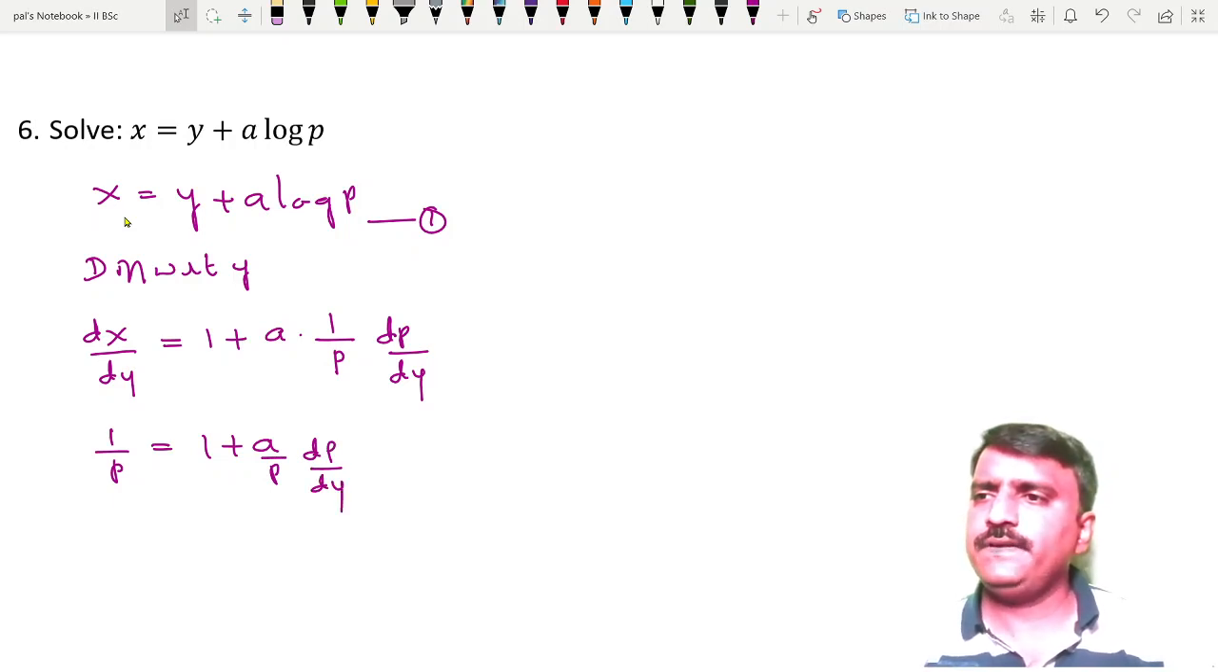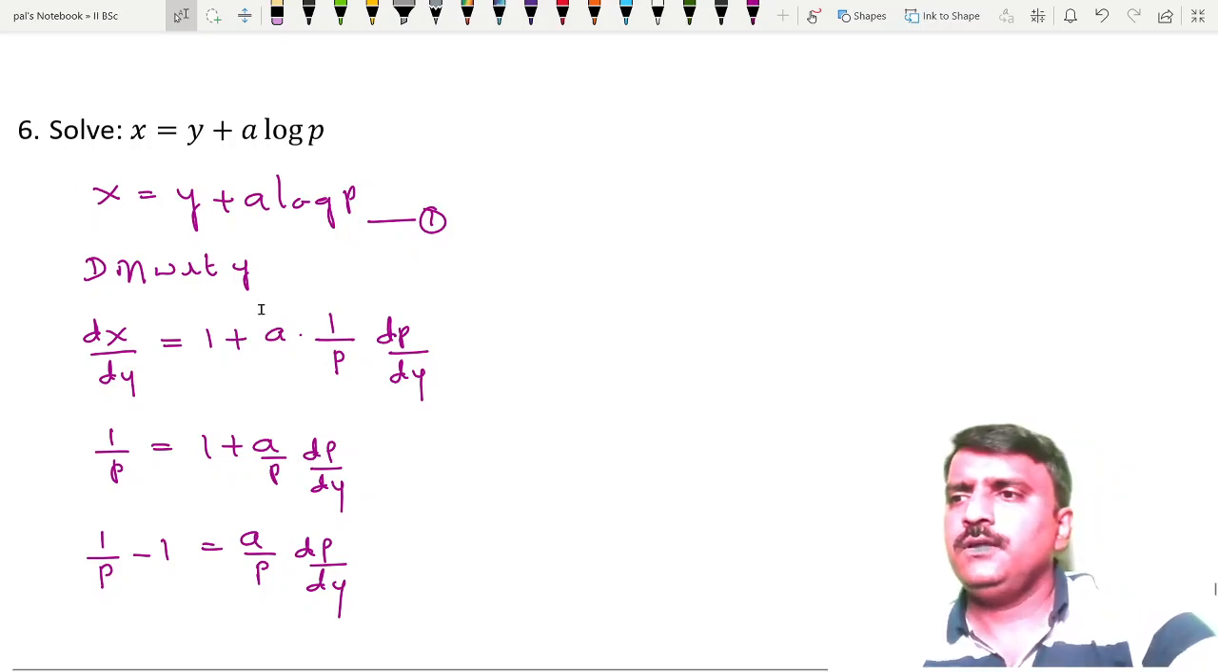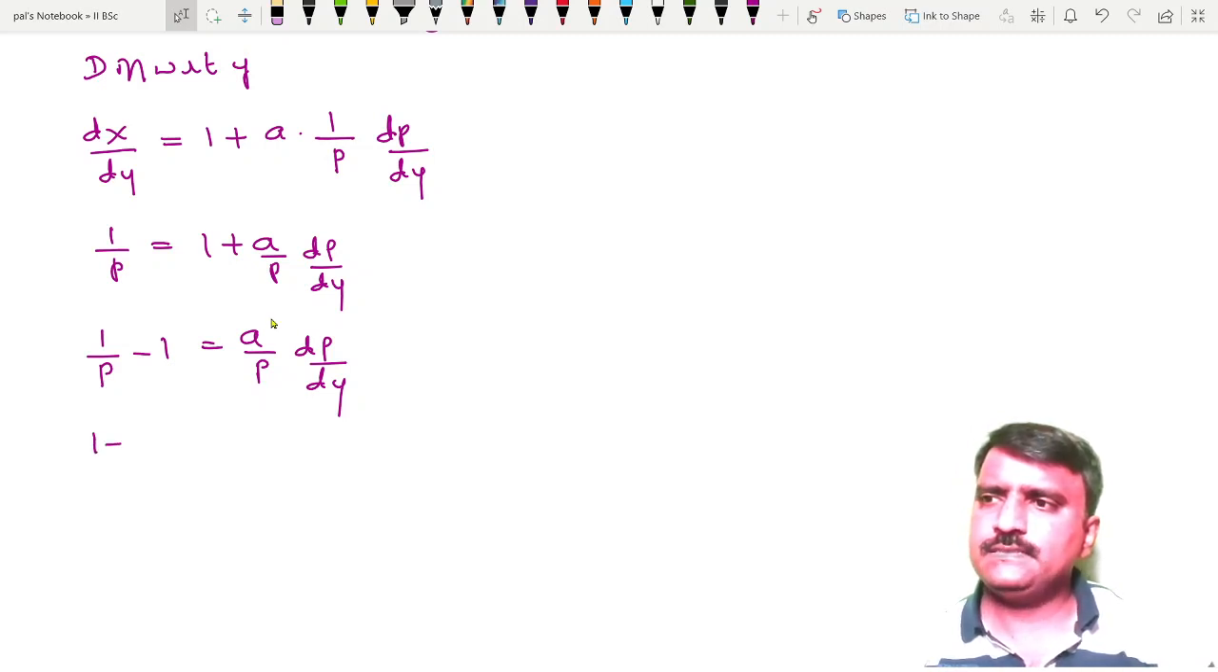Or we can simplify this. So now we have to solve this first order first degree differential equation. So with the methods we already know, ನಮಗೆ ಗೊತ್ತಿರೋ ಯಾವುದಾದ್ರೂ ಒಂದು ಟೆಕ್ನಿಕ್ ಯೂಸ್ ಮಾಡಿ ಇದನ್ನ ಸಾಲ್ವ್ ಮಾಡೋಣ ಫಸ್ಟ್. ಸೊ ಹೇಗೆ ಸಾಲ್ವ್ ಮಾಡಬಹುದು ಅಂದ್ರೆ, you can write it as 1 by p minus 1 is equal to a by p into dp by dy. Okay, so now 1 minus p by p, this can be written as 1 minus p divided by p is equal to a by p into dp by dy.